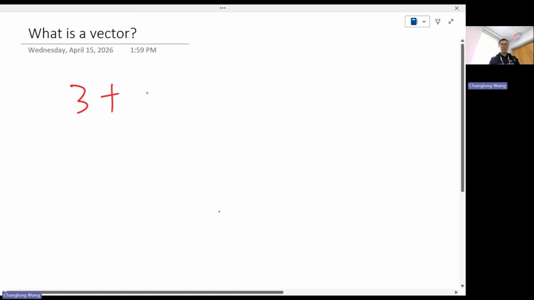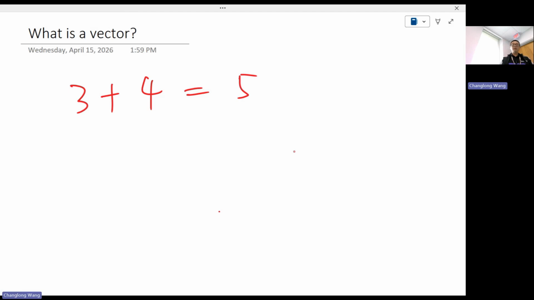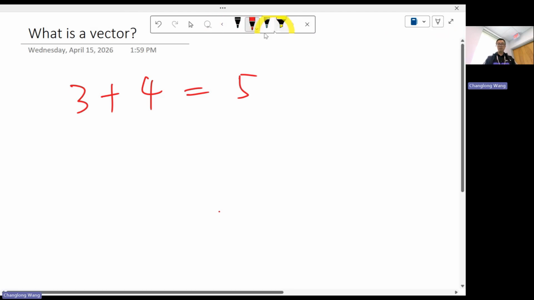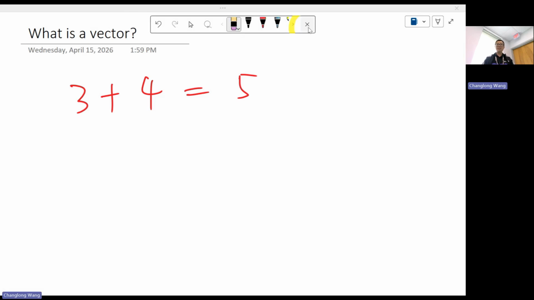So take a look at this equation. Does that look like a correct equation to you? No, right? That's not a good equation in the arithmetic sense, or in the pure number sense. But what if I tell you that these 3, 4, 5 are not traditional numbers? They are numbers with directions. Can you imagine what kind of numbers in a real-life situation have directions?